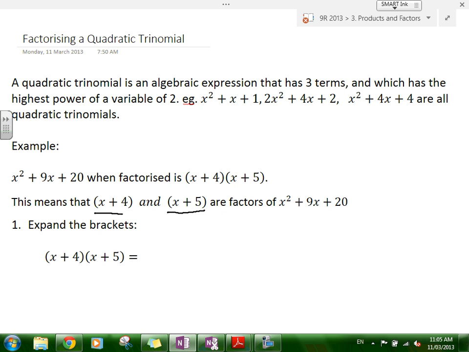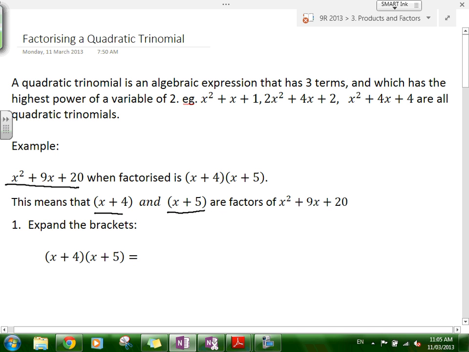Okay, remember we've been talking about binomial factors, as the factors that have 2 terms. We're familiar with this, like the difference of 2 squares and all that sort of thing. So these are the factors of this expression here, of x squared plus 9x plus 20. Now to prove that this is true, we are going to reverse the process and expand the brackets. So let's expand these brackets, x plus 4, x plus 5. Alright, so let's expand it.